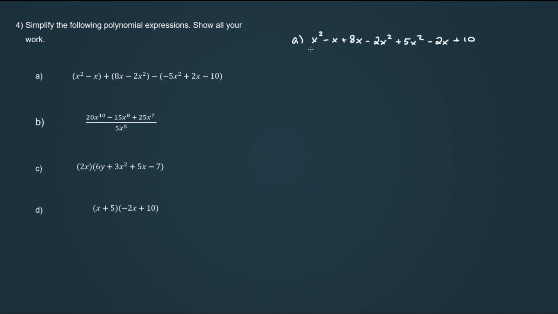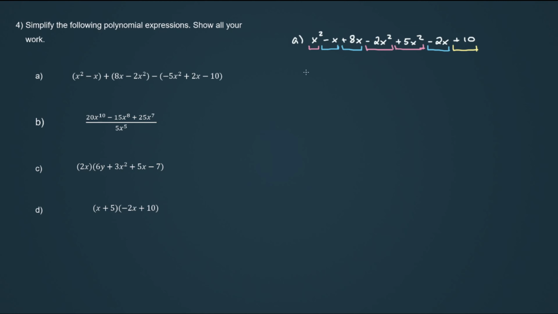All right, what are my like terms? I've got my x squared here. I've got my minus 2x squared and a plus 5x squared. Here I've got minus x. Here I have plus 8x. And here I have minus 2x. And last but not least, all on its own is this plus 10.